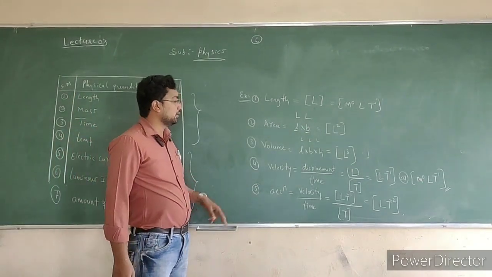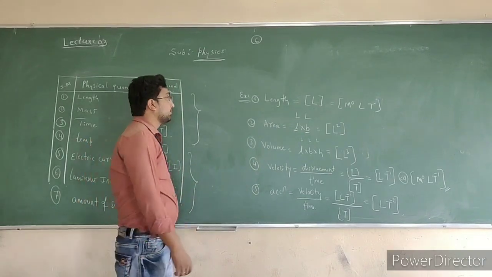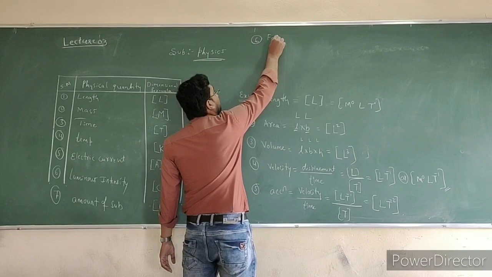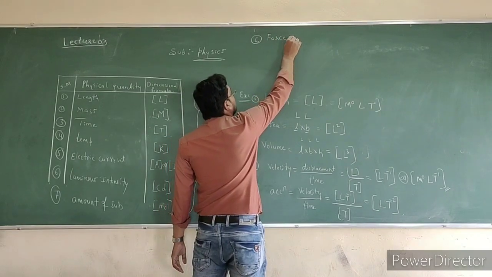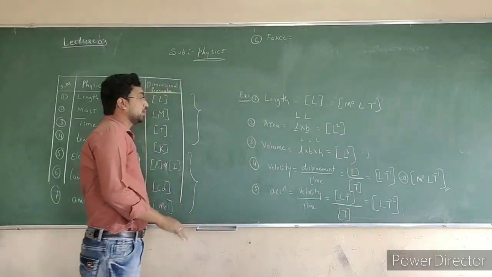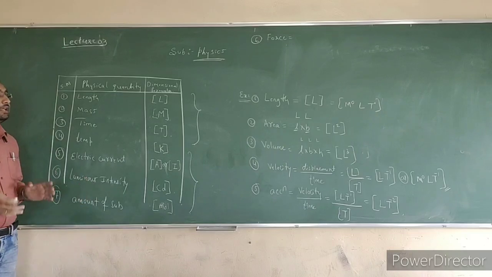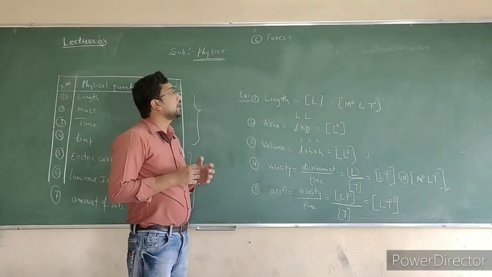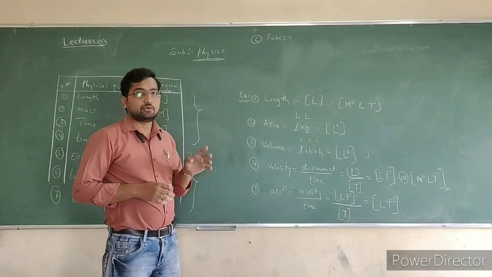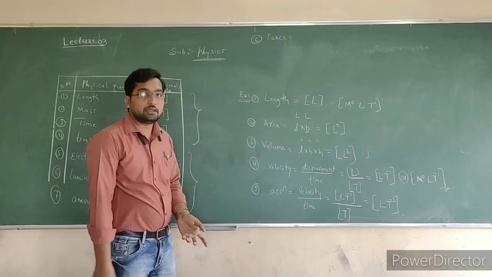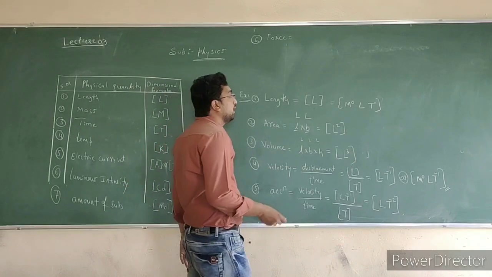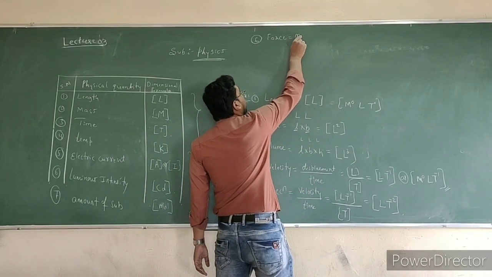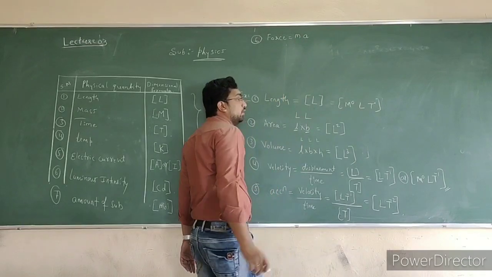The next one is force, right? Here we are going to write the dimension formula for force. To write it, first we have to know the formula to calculate force. Already we know that according to Newton's second law, force is equal to mA.